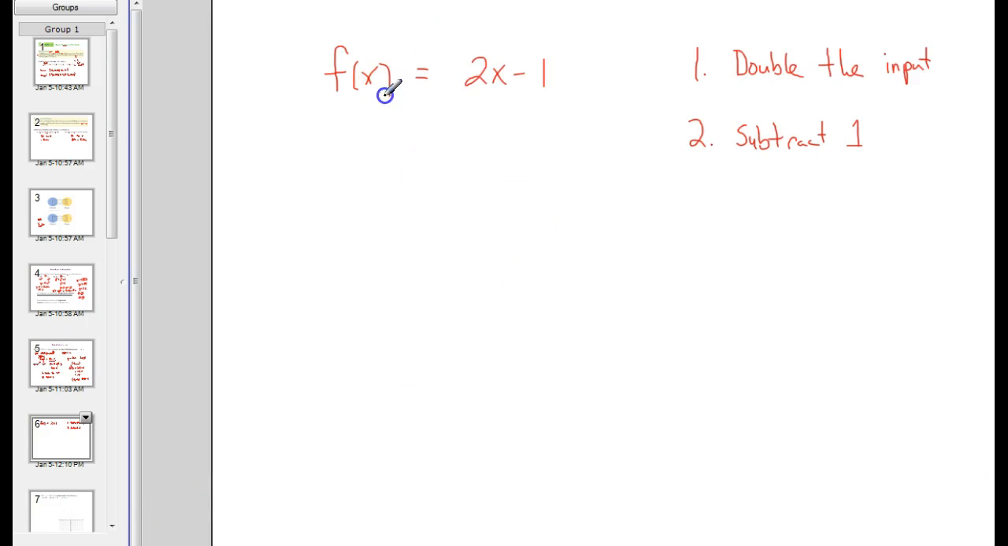Alright, so let's go a little bit further with it. What do we mean by no matter what I put in here, that we always do the same thing? Well, I mean literally I can put anything in here. So I can put in 0.